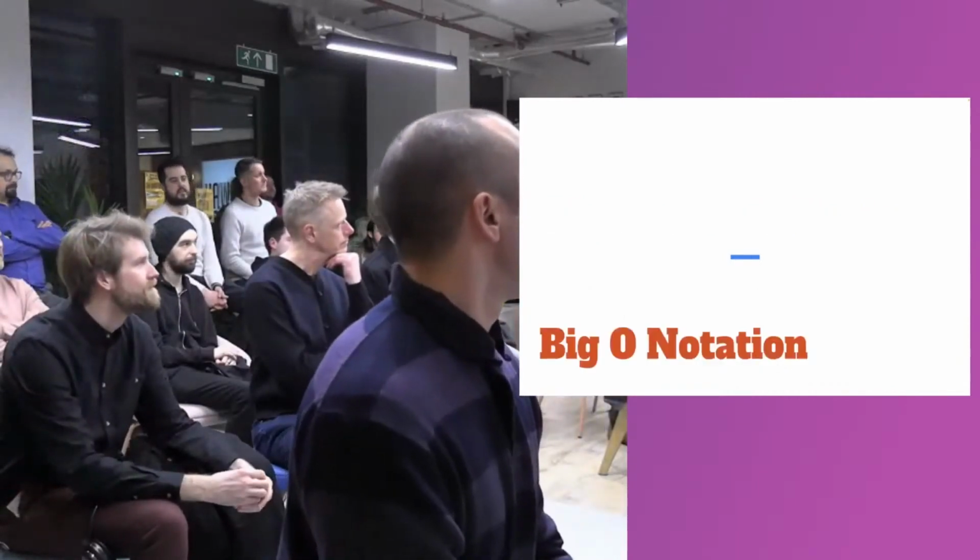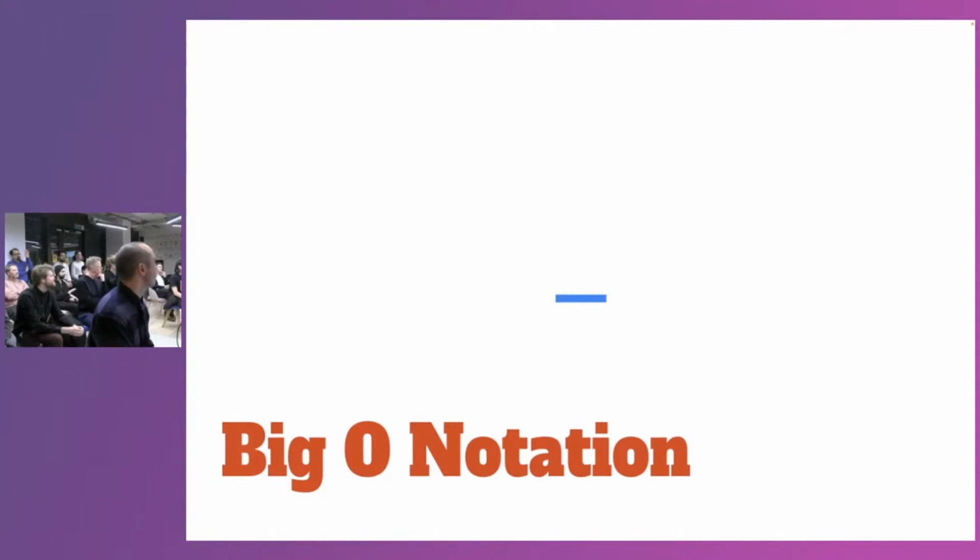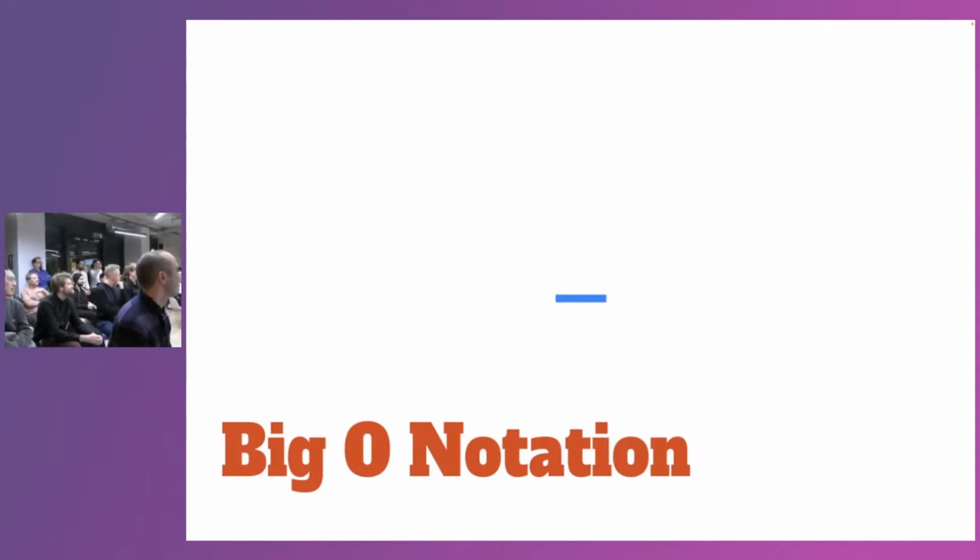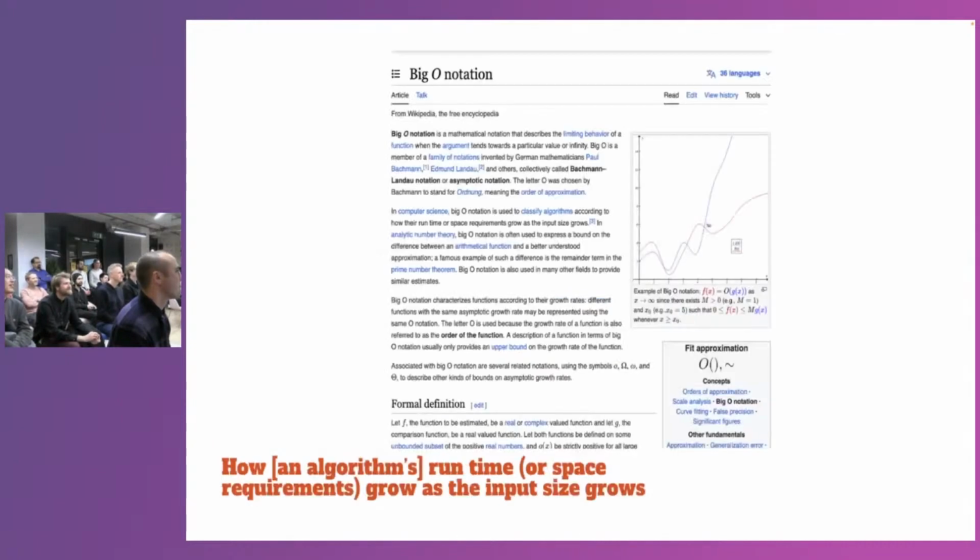Who's comfortable with big O notation? And who's not? All right, good. Well, that's good for the next few slides then. So big O notation. This is the Wikipedia page, but I pulled out the quote at the bottom, which is how an algorithm's runtime or space requirements grow as the input size grows. So it's a sort of relative measure.